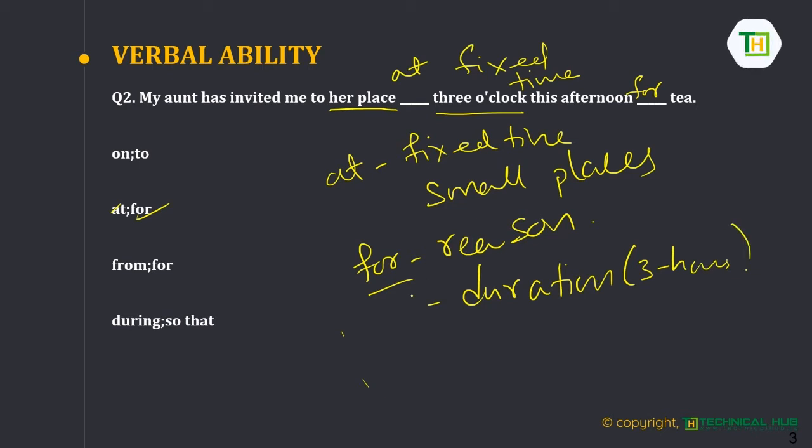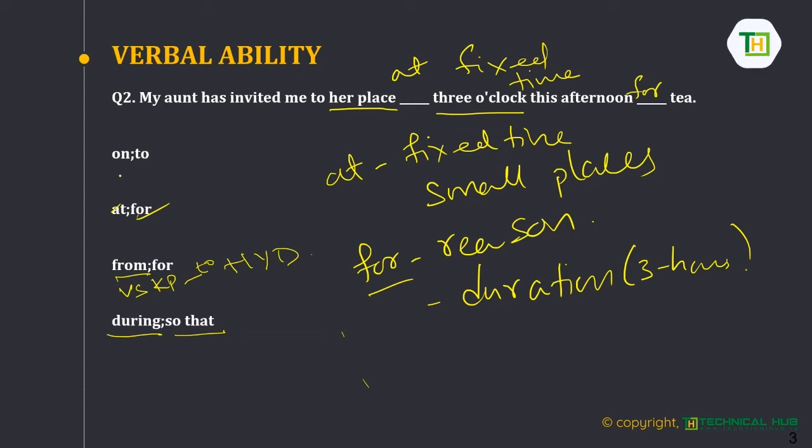And from is the starting point. Usually we use from as the starting point. The train starts from Visakhapatnam to Hyderabad. So remember this. During is during some time. During summer vacation, I learned C language, and like that you can use. So that means result of something. He failed in the exam, so he started his own business.